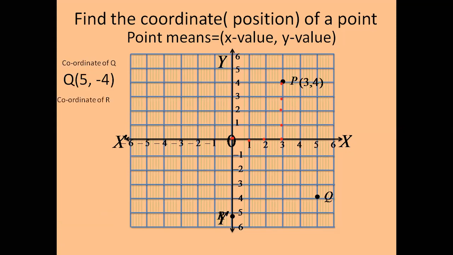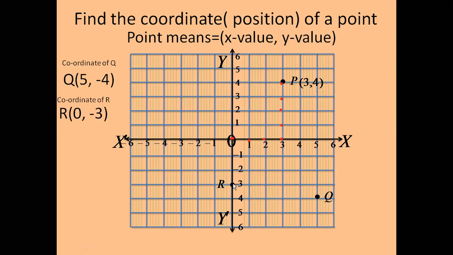What will be the coordinate? Coordinate means position or location of R. So here you can see that R is here. Okay, so first of all you have to start the counting here. So 0 1 2 3 and 1 2 3. So after coming here we can see that no x value is given, that means the point is located right here. So the coordinate of R will be 0 comma minus 3.